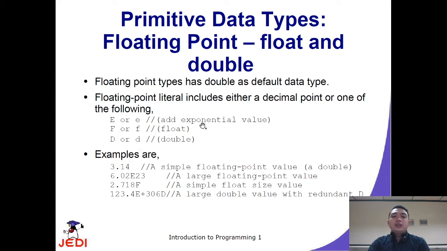So floating point literals include either a decimal point or one of the following. You can add an exponential value using a capital or small letter e, float, uppercase or lowercase f, double, uppercase D or d. So these are examples of floating point values. We do have 3.14, which is basically a small version of the value of pi. This is a large floating point value representing an exponential value, 6.02 times 10 raised to the power of 23. A simple float size value, 2.718.